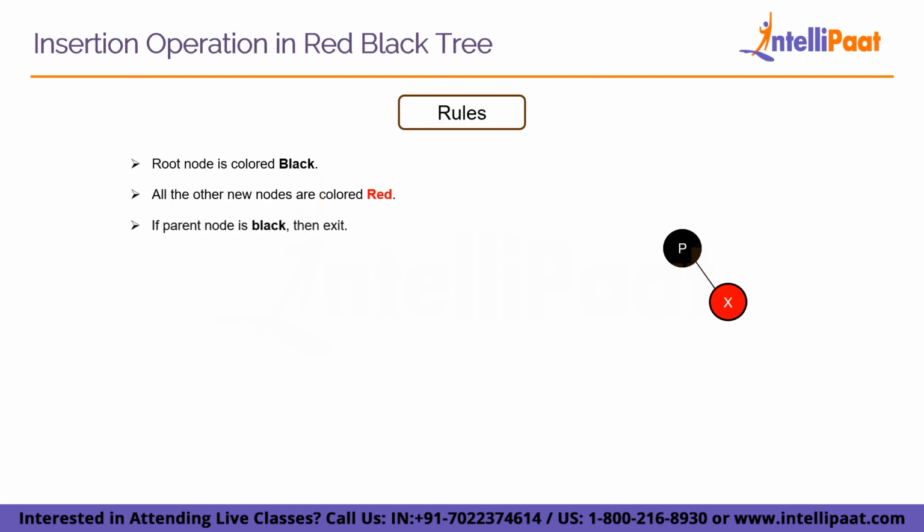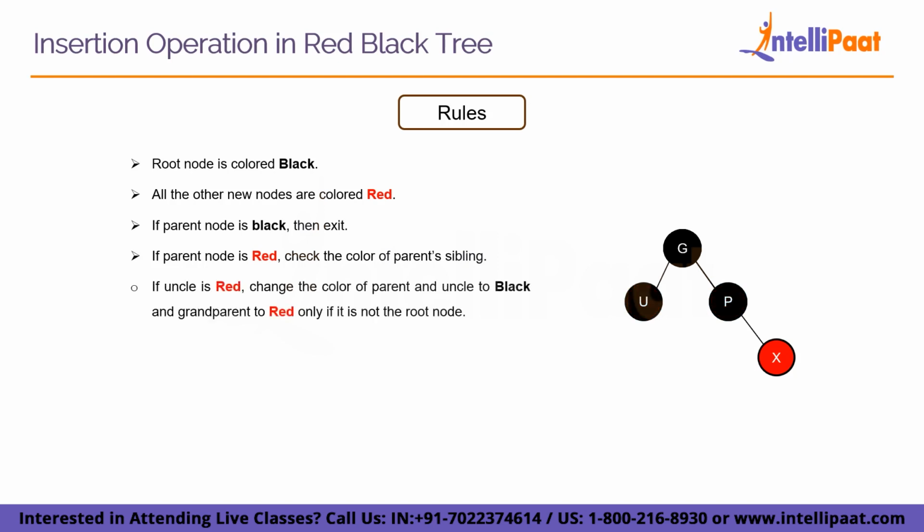If the parent of this node is black, then nothing needs to be done. But if the parent is red, check the color of the parent's sibling, which is also called the uncle of X. If uncle is red, change the color of parent and uncle to black. Then change the color of parent's parent, that is the grandparent of X, to red, only if it is not the root node. Now assuming this grandparent as X, repeat the same steps again. Now if the uncle is a black node or a null leaf node, which is also black, then rotations and recolorings are performed.